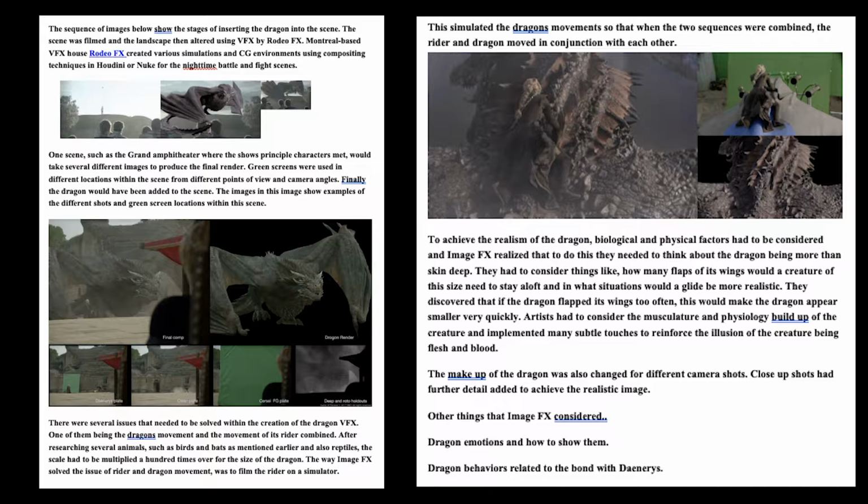Other things that Image FX had to consider and problems they had to solve were dragons' emotions and how to show them, and the dragon's behaviours related to the bond with Daenerys Stormborn, the mother of dragons, the main character who rode the dragons. They wanted to give the visual communication of this really strong bond, and they had to use emotions within the visual effects of the dragon to do that.